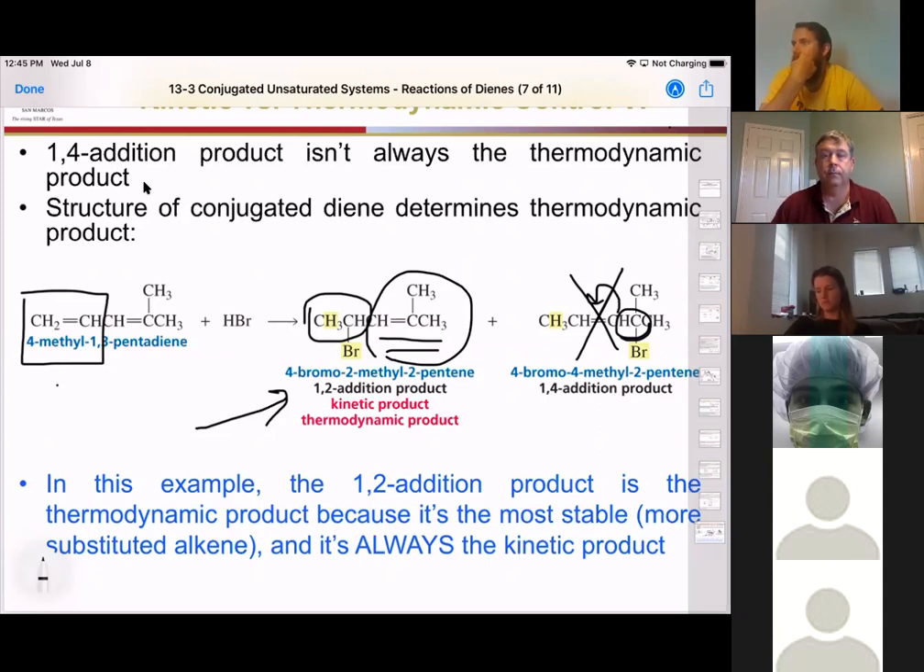So you said the 1,2 addition is always kinetic, and then for the 1,4 it just depends on which one's more substituted? The kinetic product is always the 1,2 addition. The thermodynamic product is the one that gives the more stable alkene. Okay, gotcha, thank you. It can be either. So the thermodynamic product can switch back and forth. 1,2 is always kinetic, because of proximity.